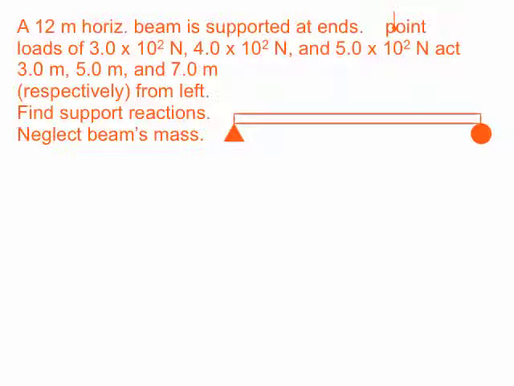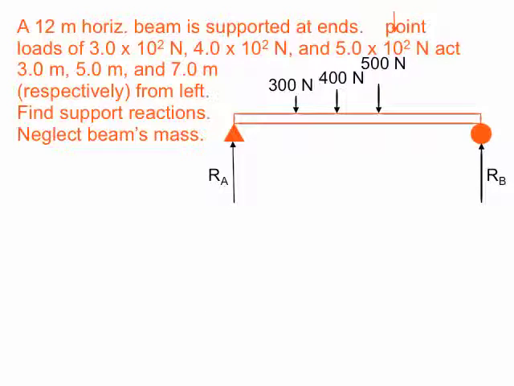Now we're going to try a 12-meter horizontal beam, again supported at ends. Center point loads, or actually, perpendicular loads of 300, 400, and 500 newtons, acting at 3 meter, 5 meter, and 7 meter respectively from the left. Find the support reactions. Okay, so let's see what we're dealing with. There we are. Well, what does that mean respectively? Notice the 300 is at 3, 400 is at 5, 500 is at 7.